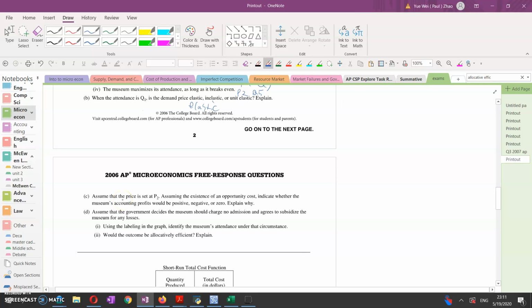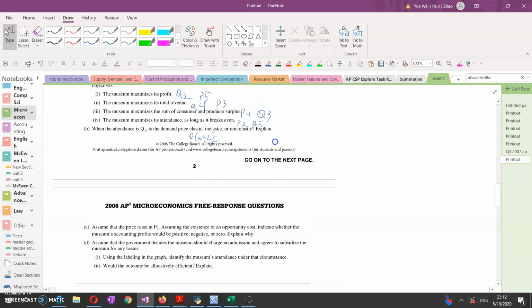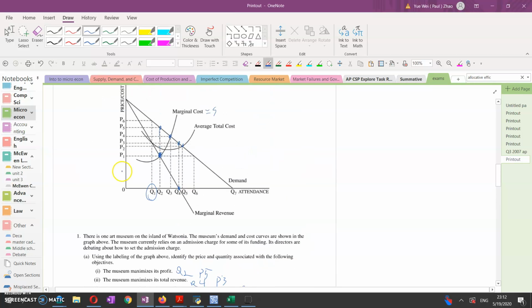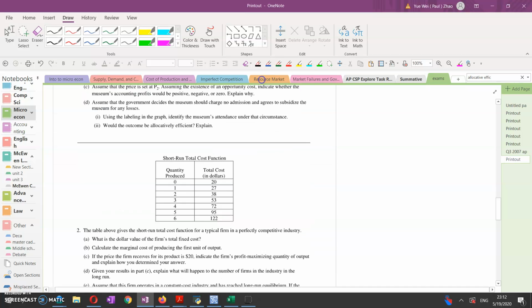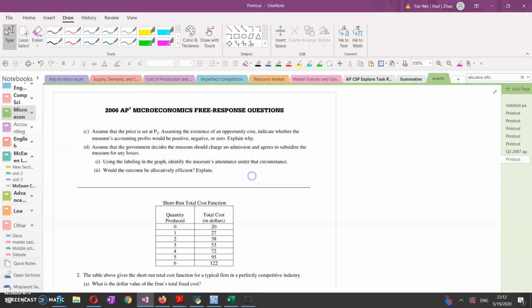C. Assume that the price is set at P2. Assume the existence of opportunity costs. Indicate whether the accounting profits will be positive, negative, or 0. So at P2, it would be producing here exactly where average total cost is equal to what the consumer is actually willing to pay. So they're making 0 economic profit. However, they would be making accounting profit because we're assuming that opportunity cost exists.